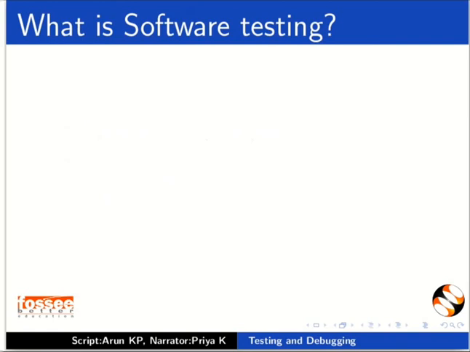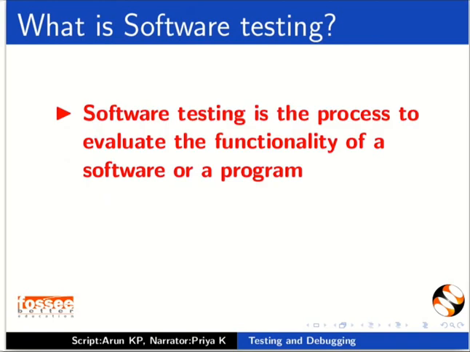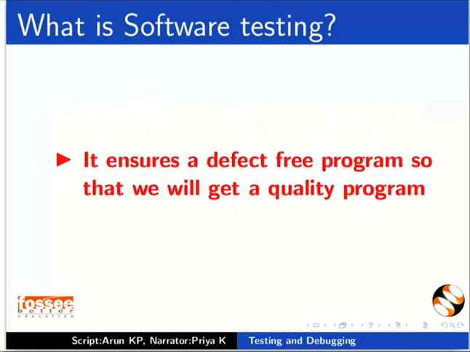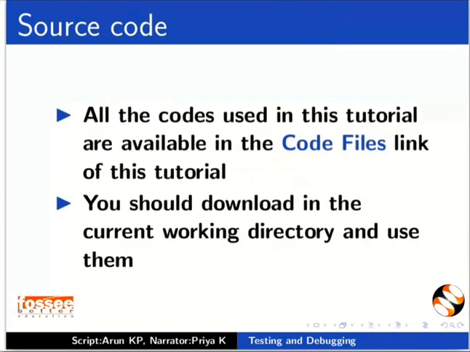First, we will learn about software testing. Software testing is the process to evaluate the functionality of a software or a program. It helps to find whether the program met the specified requirements or not. It ensures a defect-free program so that we will get a quality program. All the codes used in this tutorial are available in the code files link of this tutorial. You should download them in the current working directory and use them.